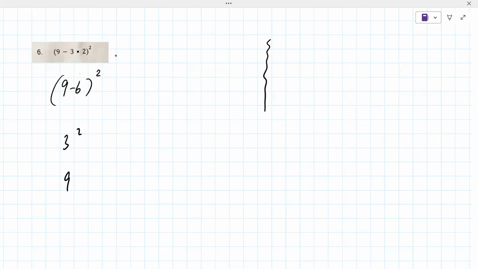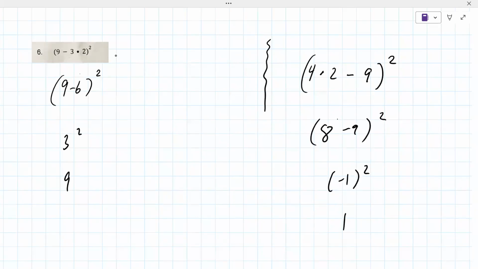All right. How about we try another one here? Let's say it's 4 times 2 minus 9 squared. Try one like that. You have to, yeah. So the intermediate steps are important here. 8 minus 9 squared, negative 1 squared is 1. Yeah. All right, good. Okay, so number 7.